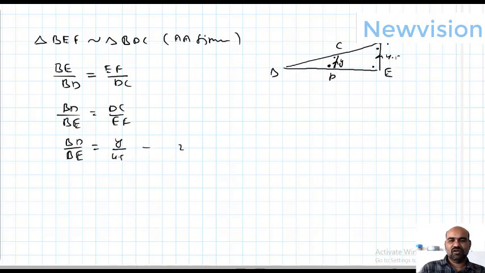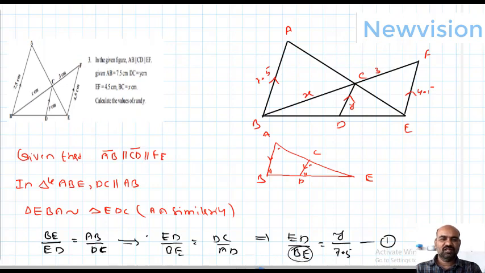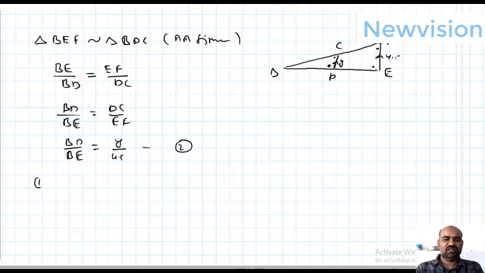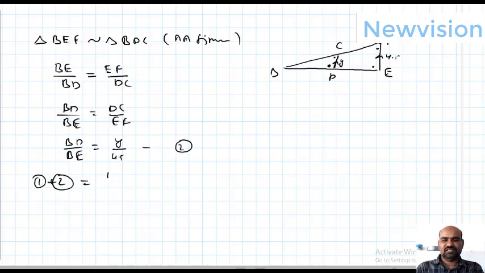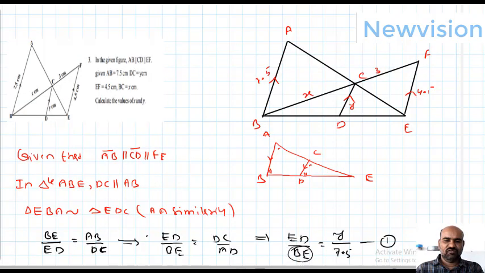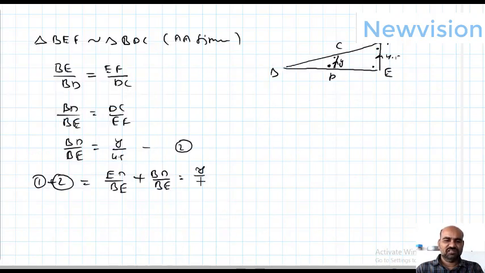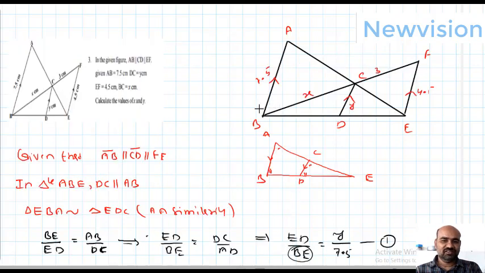So this is equation number 2. Now observe equations 1 and 2. Here BE, here BE, so I can add 1 and 2. 1 plus 2 equals, what is 1 on the left side? ED by BE, ED by BE. LHS parts: BD by BE equals Y by 7.5 plus Y by 4.5. Listen students, identify the logic.